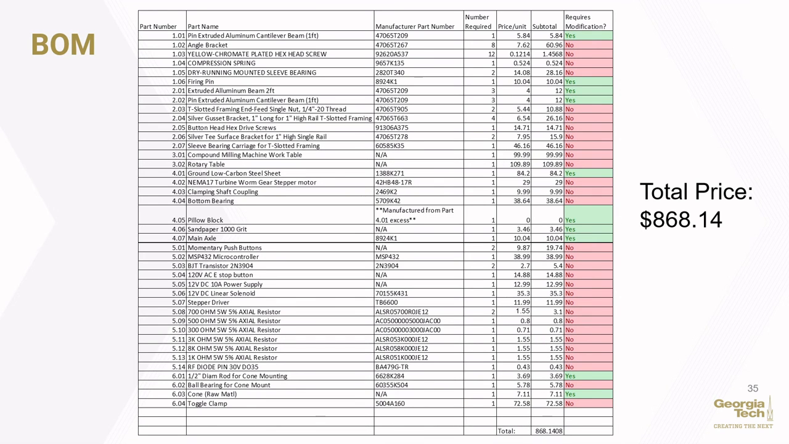The bill of materials for the full fixture can be seen here, not including the materials that were used solely for the prototyping model. The total cost of the product will be about $868.